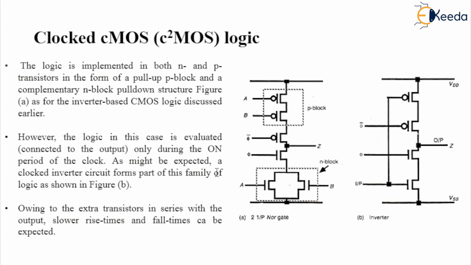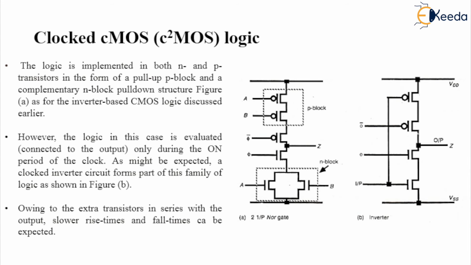As might be expected, a clocked inverter circuit is there. The clocked inverter circuit forms a part of this family as a logic, which is shown in figure B, which is an inverter. It has an additional clock, which is a clocked inverter circuit, phi bar as well as phi. It simply does a pre-charging period as well as an evaluation period, which we discussed in dynamic as well as in domino logic. The same thing is going to happen, no need to worry. But here it has two clock pulses, one is phi and another one is phi bar.